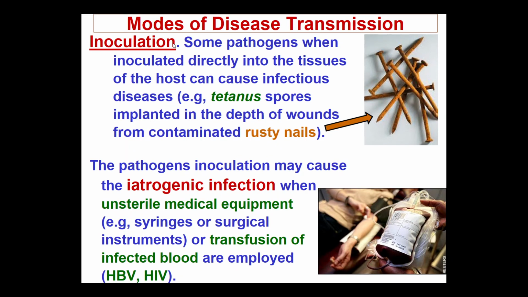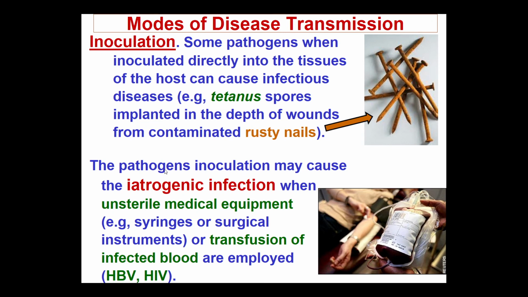Inoculation, the next mode of transmission of infection. Some pathogens, when inoculated directly into the tissues of the host, can cause infectious diseases. Example, tetanus. Tetanus spores are implanted in the depth of a wound from contaminated rusty nails. It means rusty nails and a wound caused by rusty nails is the typical mechanism of acquiring tetanus.